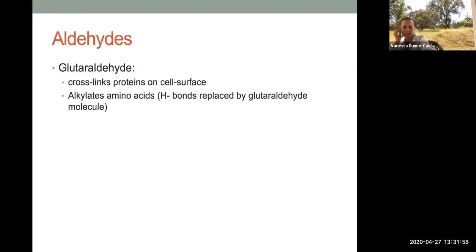Aldehydes like glutaraldehyde are large molecules, and they cross-link, meaning that they bind to multiple proteins and cause them to link together so that they stop functioning, like as surface receptors.